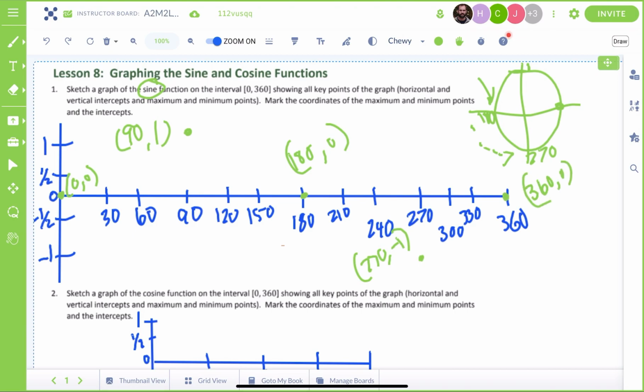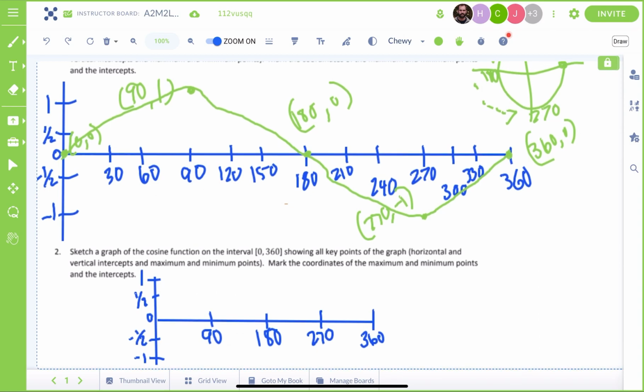Okay, now this is going to be difficult, but I'll try this graph here. Got a little crazy there, sorry. But there you go. You see the graph there. Okay, that is sine. Make sure you're focused in on that. That is the sine function.